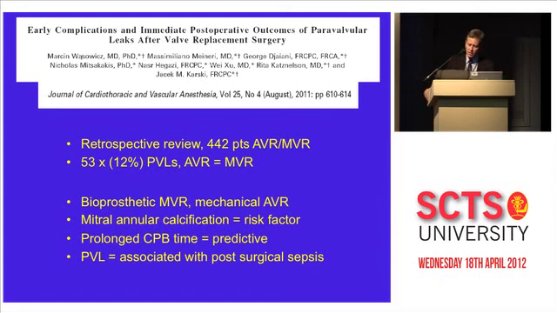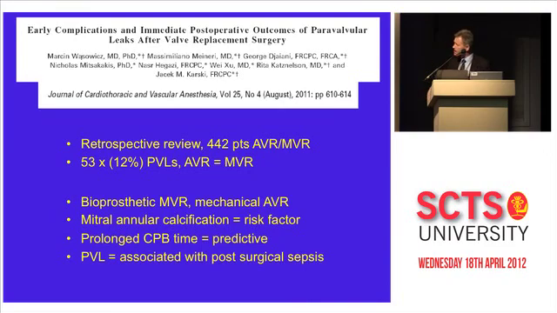And then one last point. When you have a paravalvular leak, it doesn't mean it causes sepsis or endocarditis, but it appears that it's associated with post-operative surgical sepsis afterwards. Again, it can be your weaker type patient, your older patient, your more frail patient. So a very interesting one, that.